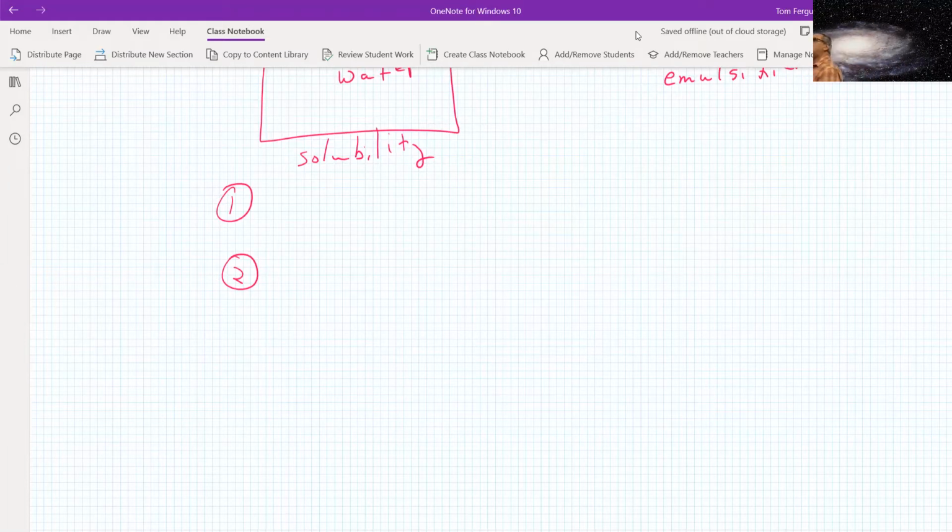Okay, so what affects solubility? I already mentioned the two forces, the crystal lattice force and the solvating force, right? And so if we wanted to make something more soluble, what is the one thing we could do pretty easily? Temperature, yeah, exactly.